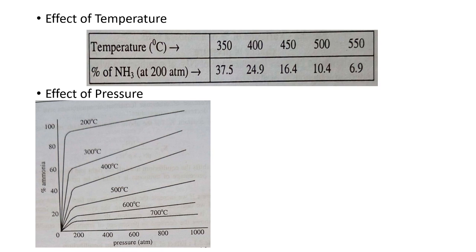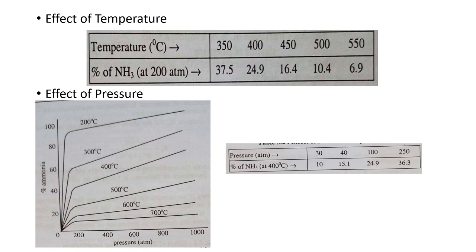So by looking at this, just look at the pressure. If you maintain the temperature constant, say 400 degrees Celsius, what will happen? Look, the temperature is 400 degrees Celsius. As the pressure increases, the yield increases. So here lower temperature and higher pressure will favor the reaction output, that is yield. Now for today we'll stop here.